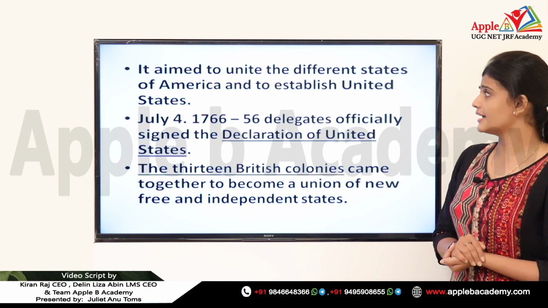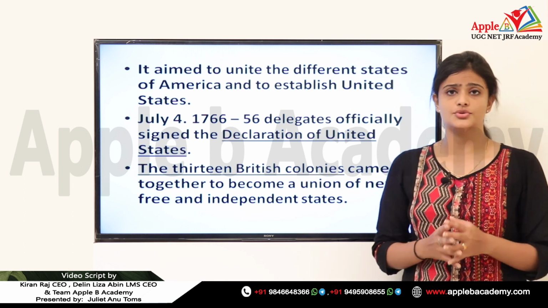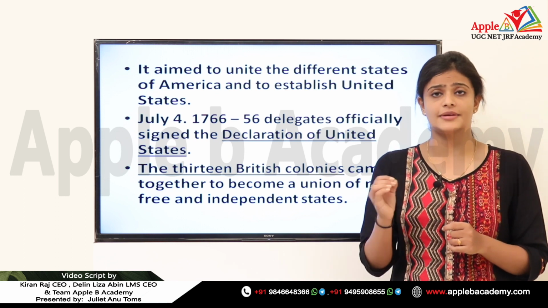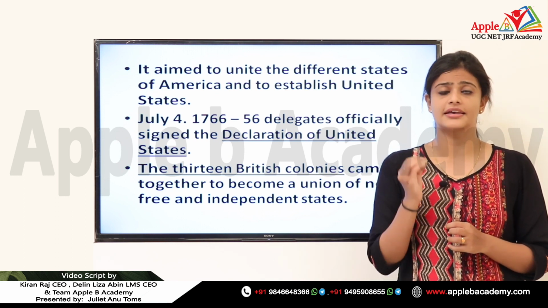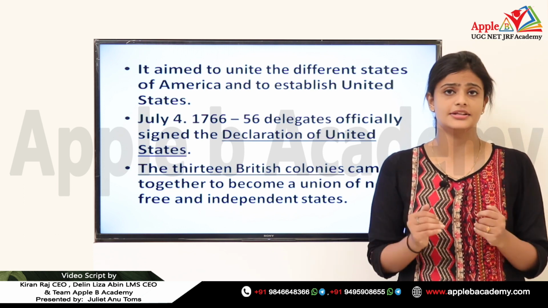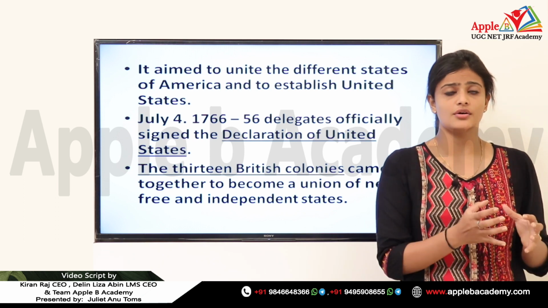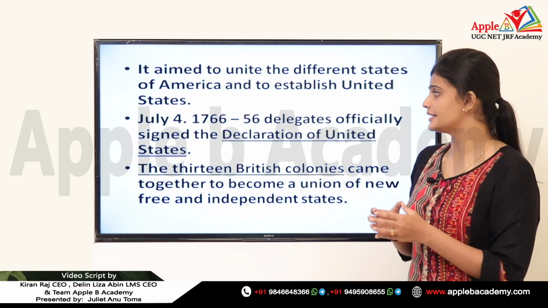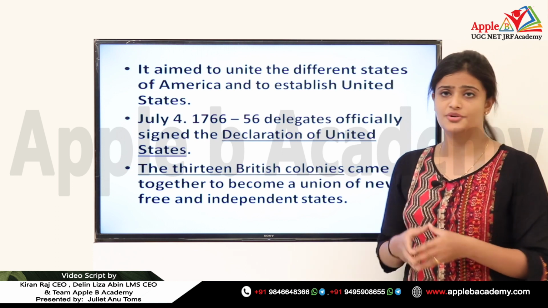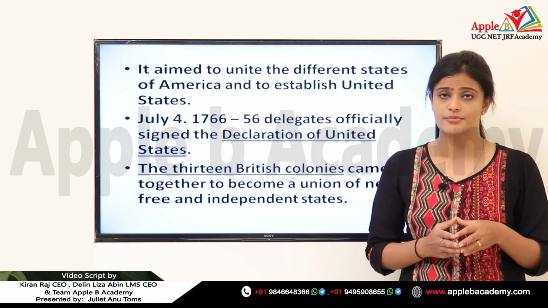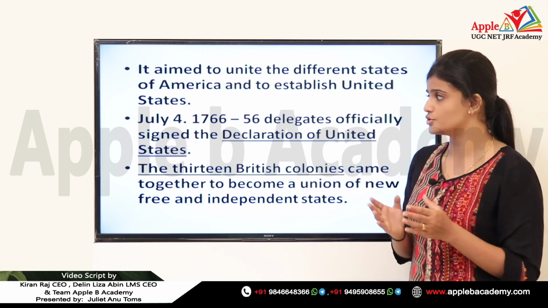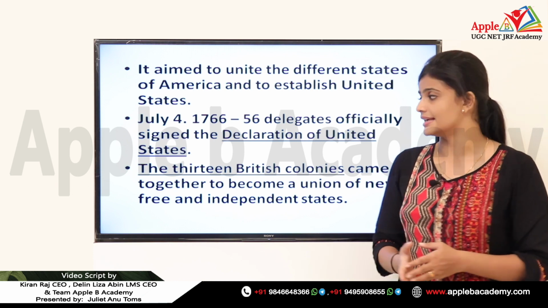It aimed to unite the different states of America and to establish the United States. The main aim of the Declaration of Independence of America was to unite these 13 colonies that were under the British rule and to form their own government. And in July 1766, 56 delegates officially signed the Declaration of the United States. You have to remember the date of the signing of the American Declaration, that is July 4th, 1766.